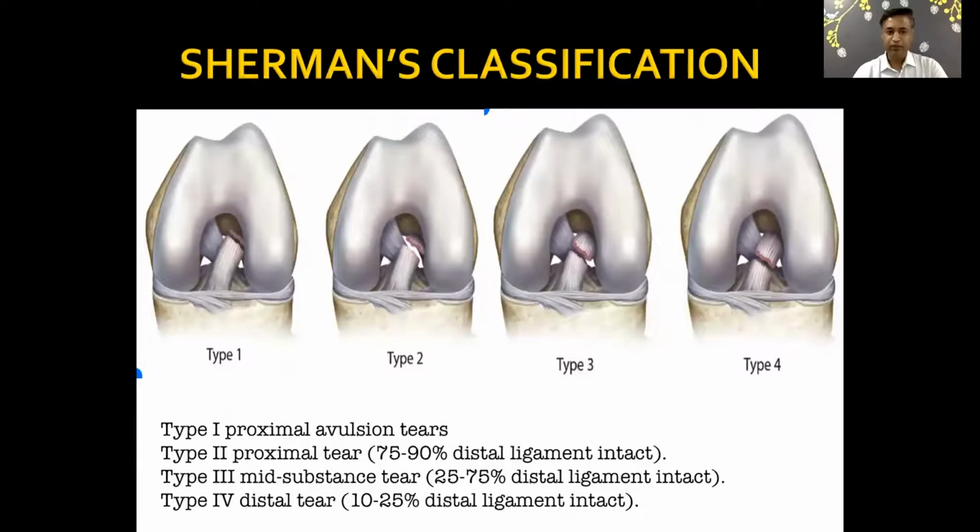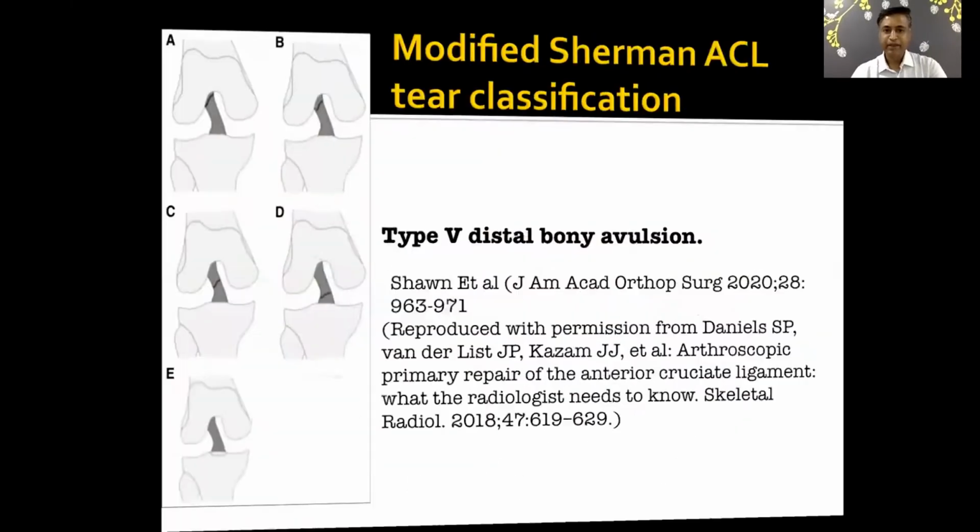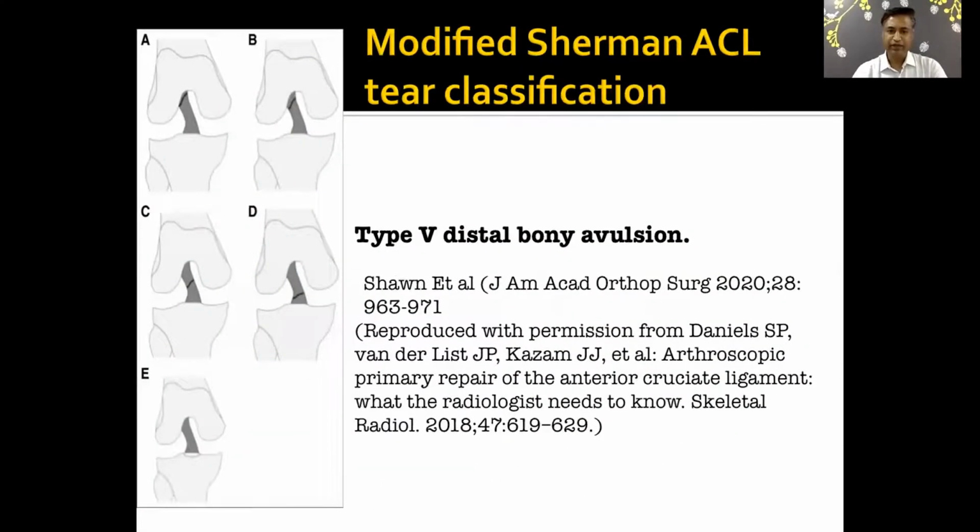Sherman has given an excellent classification of ACL tears. The type 1 are the proximal avulsion tears, type 2 is where still 75 to 90% of the distal ligament is intact. Type 3 is where 25 to 75% of the distal ligament is intact, and type 4 is where hardly 10 to 25% of the distal ligament is intact. Type 3 and type 4 are basically mid-substance tears, which are not the ideal candidates to be repaired. Then there is also a modified type 5, the avulsion of the ACL from the tibial side.